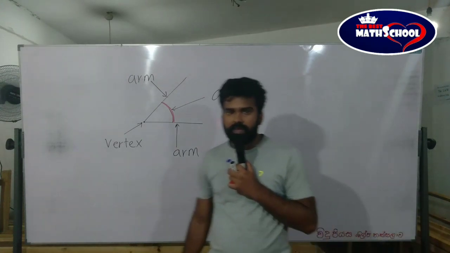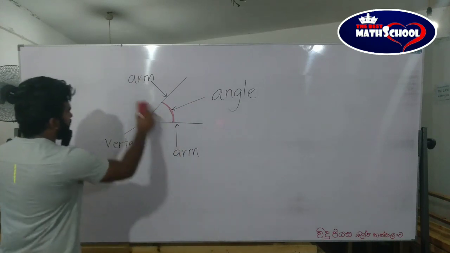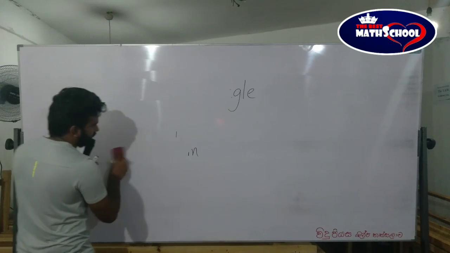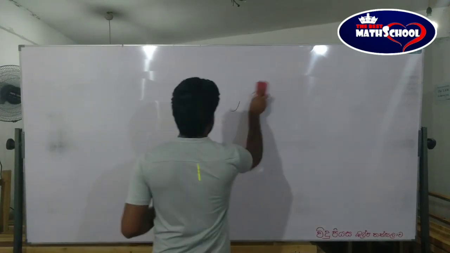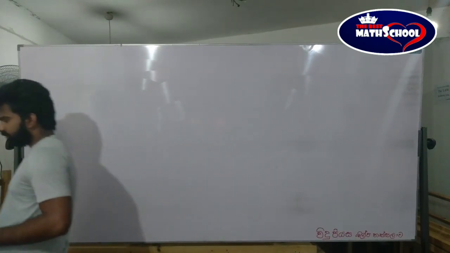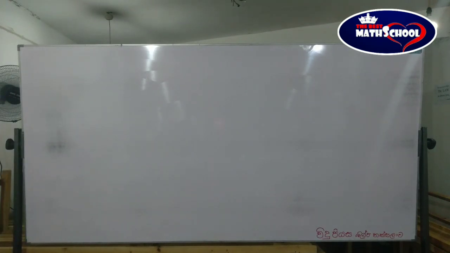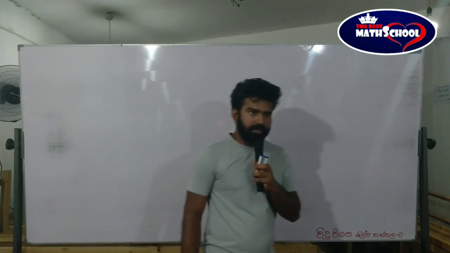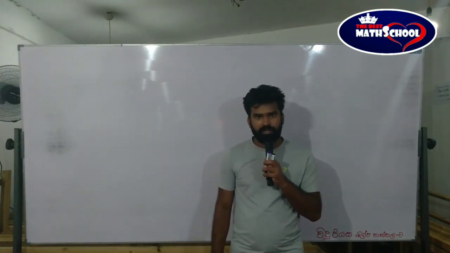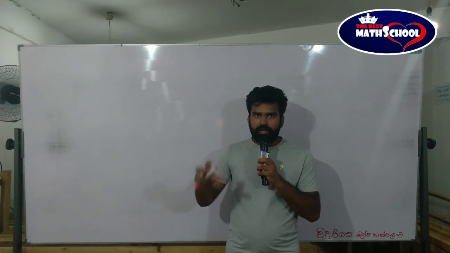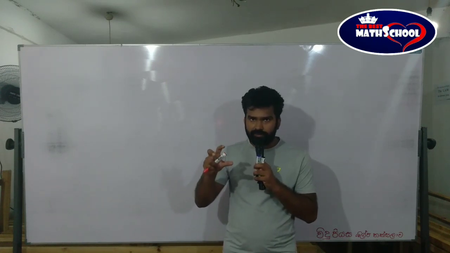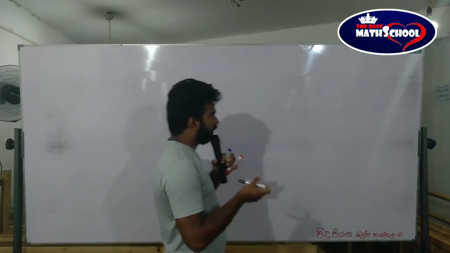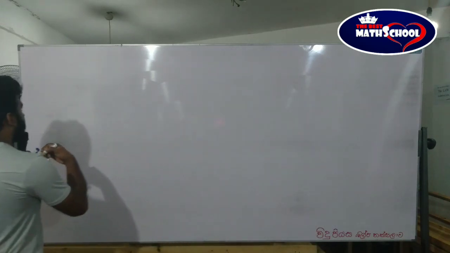Write down the topic, types of angles. Let's move to the types of angles. So write down the topic, types of angles. Right. So there are 5 types of angles. As the first one, as the first step, let's take the right angle. So write down, put number 1 and write down right angle.